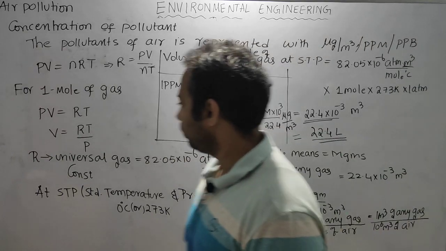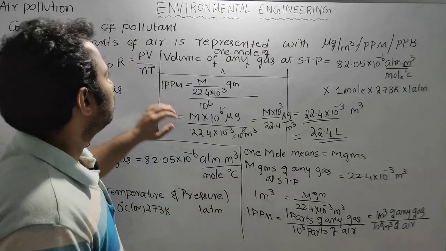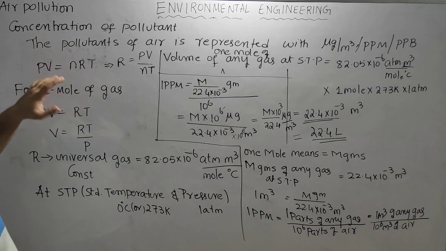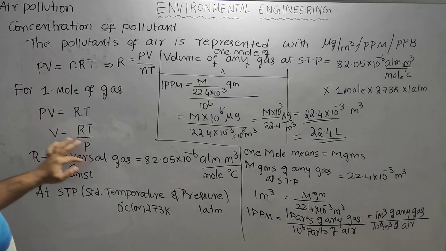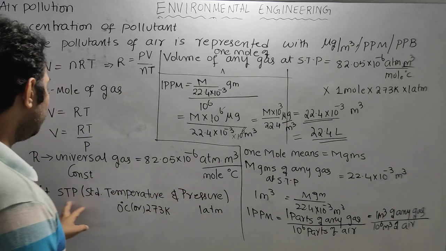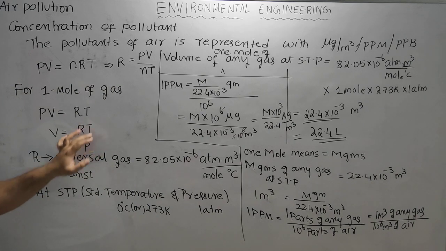See, listen again. What I have done is simple. PV is equal to nRT. n I have taken as 1 mole, so PV is equal to RT. V is equal to RT by P. R is the universal gas constant. And standard temperature and pressure, I am taking T by P.